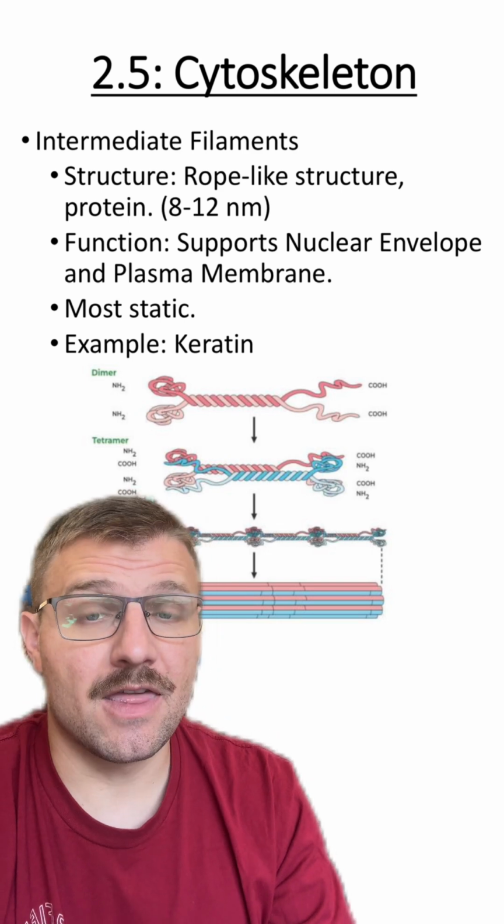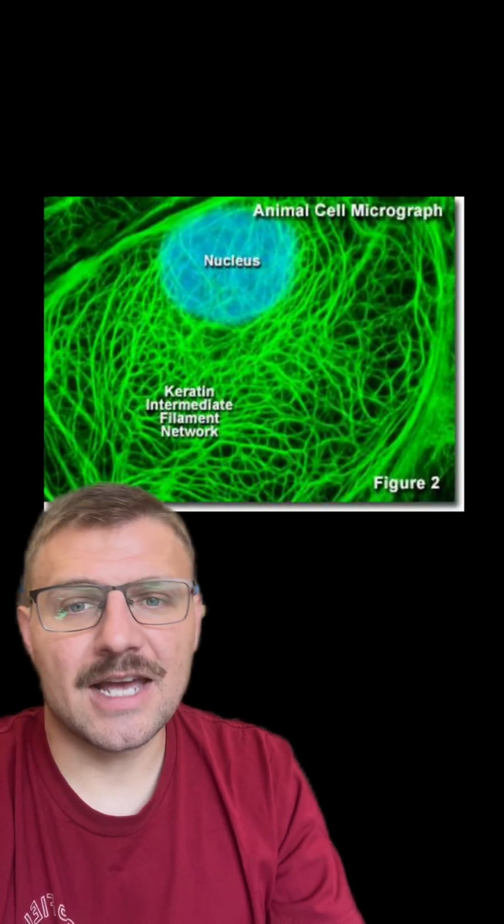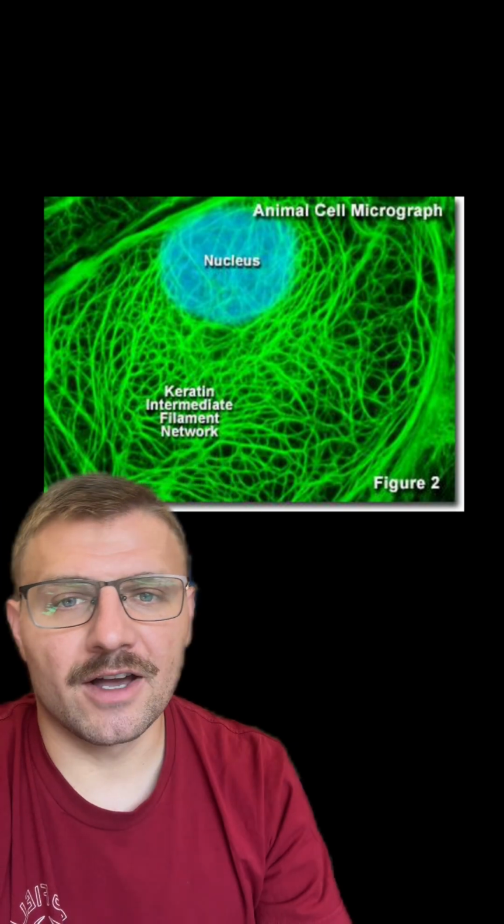An example of the intermediate filaments is going to be keratin. And as you can see, these are the keratin filaments that we find within the cell.